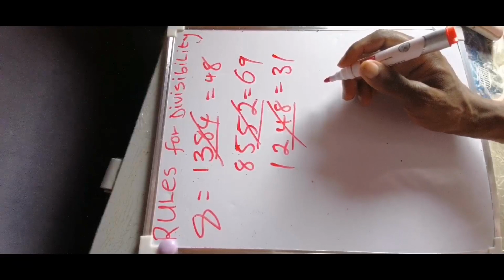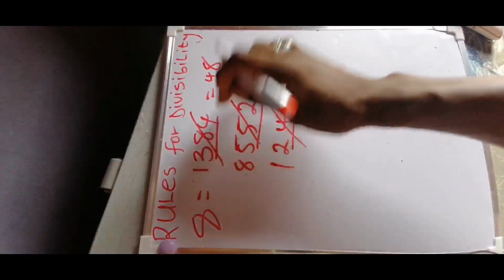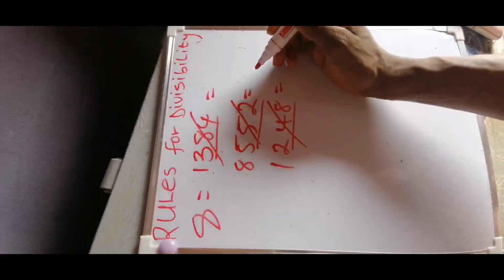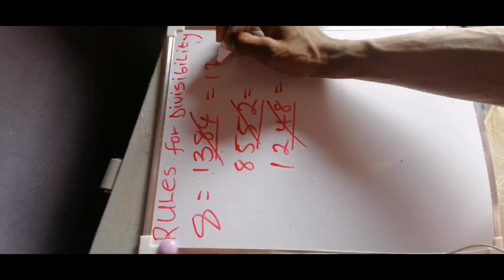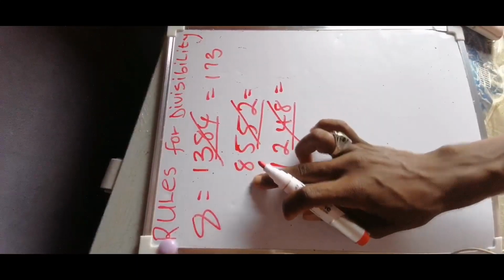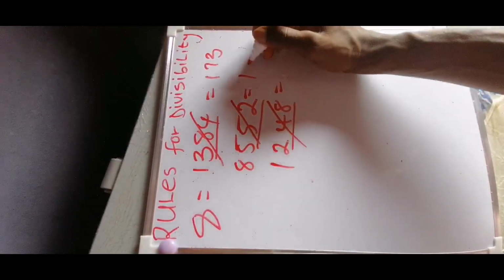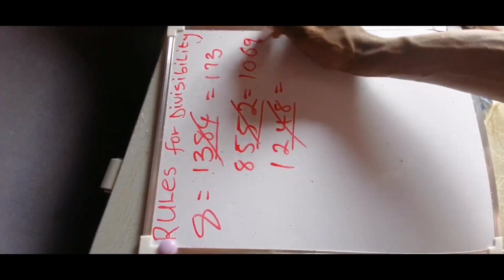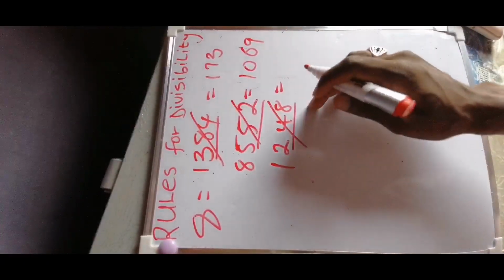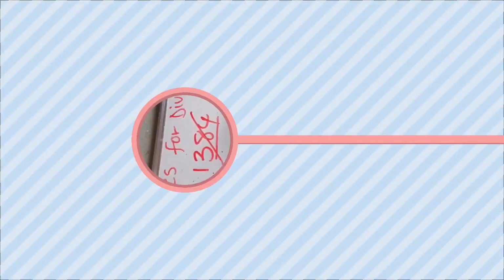So definitely, since the last 3 digits can be divisible by 8, 8 into 1384, the answer is 173. 8 into 8,552, the answer is 1069. Again, 8 into 1248, the answer is 156.